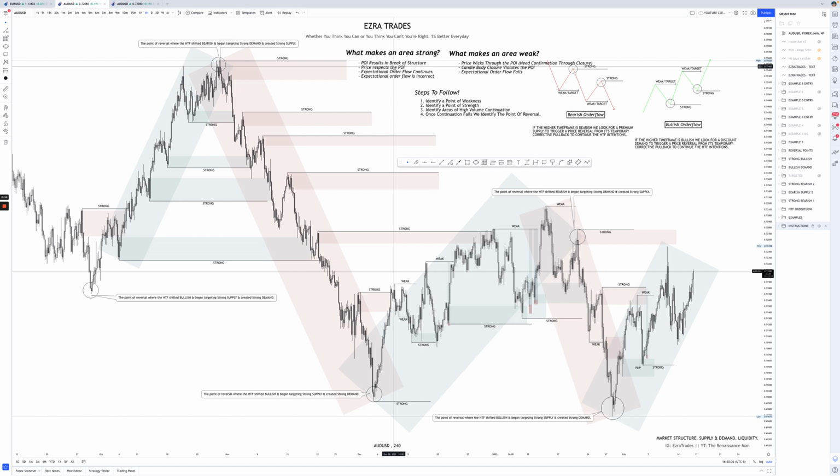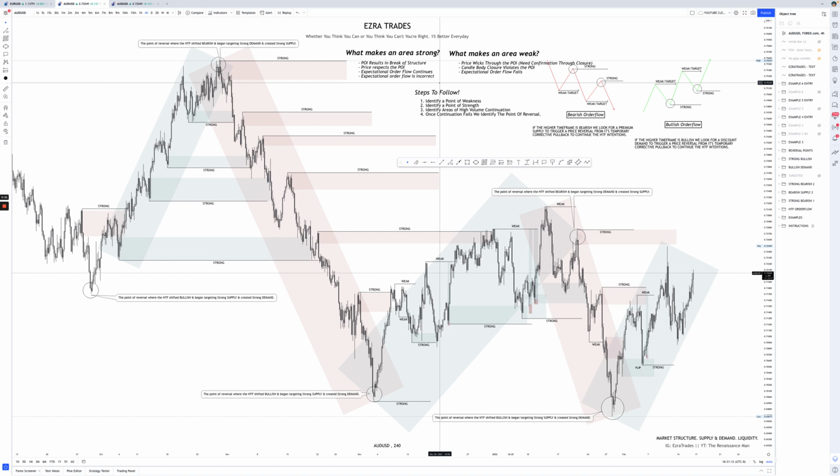The other thing is price will respect a strong area of structure because it has no reason to violate it, because it's basically the area where the orders were initiated to break structure, right? Now, to make an area strong means that area is in line with the expectation of order flow. That means we are bullish until we come to a higher time frame supply, let's say, to give a reversal, and we are bearish until we come into a higher time frame demand that gives that reversal.